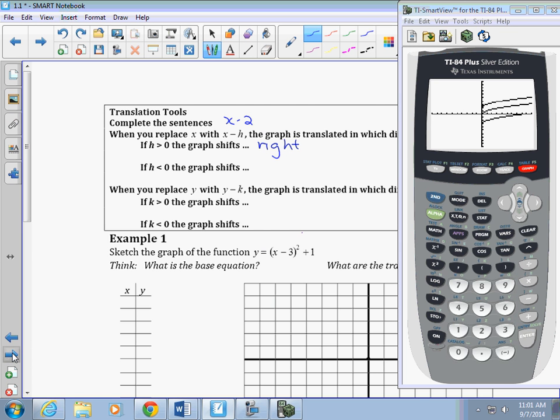If h is less than 0, then that means I'd be substituting in a negative number, so we'll say negative 2, then I would have x minus negative 2, which is x plus 2. So then my graph moves to the left.